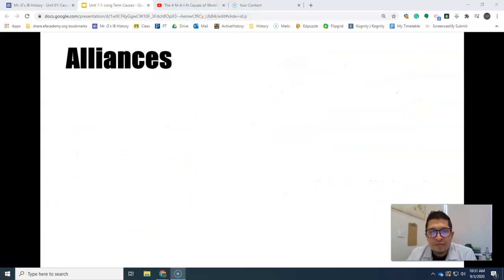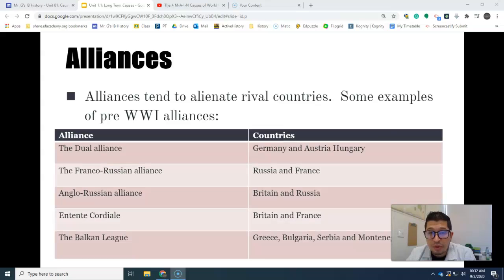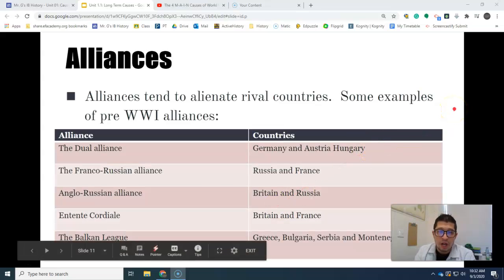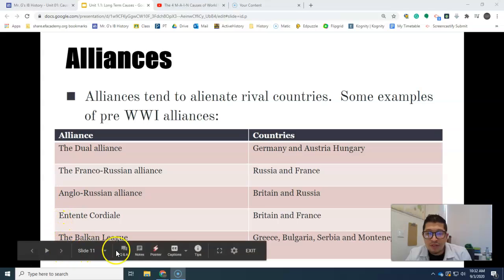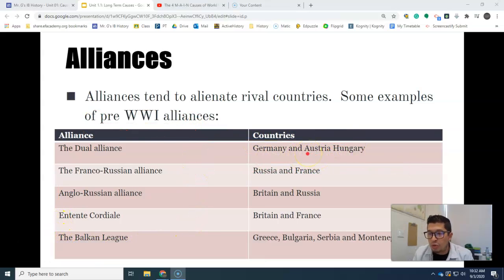Now we have some examples of pre-World War I alliances. We've got the Dual Alliance, which is between Germany and Austria-Hungary. Now, if you don't remember the names on the left-hand side of the screen, that's not the end of the world, as long as you remember who is friends. You don't really need to remember the name of the friendship, right?